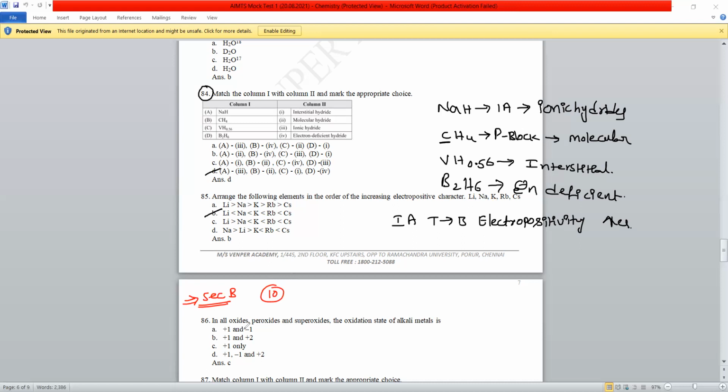In all oxides, peroxides, superoxides, the oxidation state of alkali metals, whatever the yields will be, oxides, superoxides or peroxides, all the time it shows only one oxidation state, +1. Alkali metals always show +1. Why? Because it has only one valence electron, ns1, so only it can lose that electron. So +1 it always chooses whatever it is combining with here.